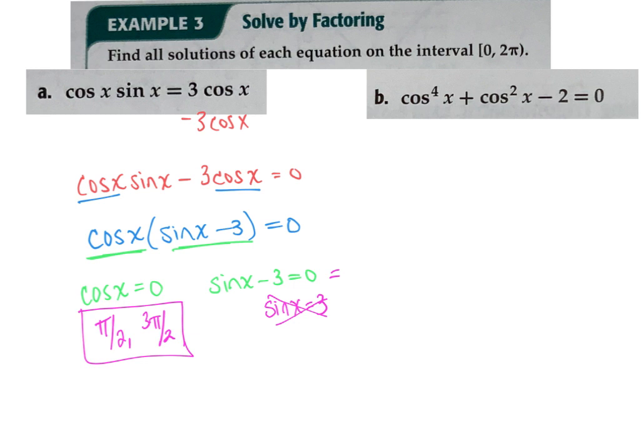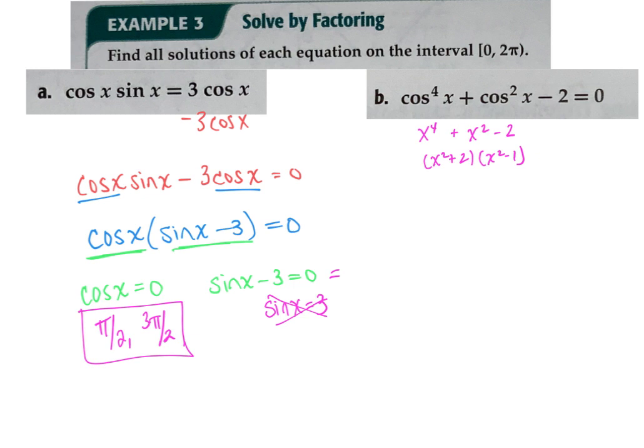All right, so let's look at this one. It looks crazy, but it's not. If I were to write this as x to the fourth plus x squared minus 2, then you would say, well, I can do x squared plus 2 and x squared minus 1, right? That's my factoring for that. Does that make sense?